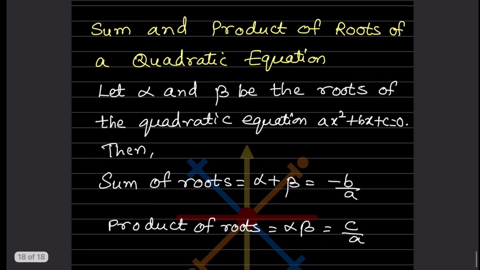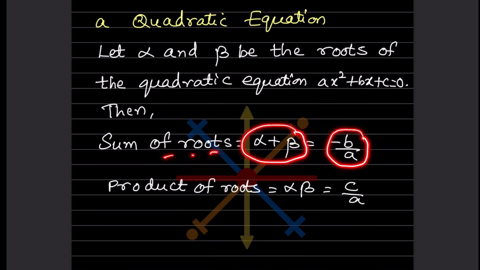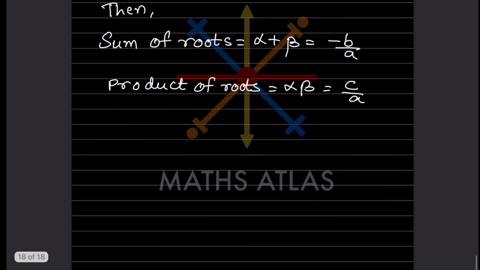So now the next one is the sum and product of roots of a quadratic equation. Let alpha and beta be the roots of the quadratic equation. So now, what does it say? Sum and product of roots. We have seen in the previous one, the sum of roots means alpha plus beta, and that we can write as minus b by a. And the product of roots, that is alpha beta, we can write as c by a. So when you do the actual problems, you will understand it better.